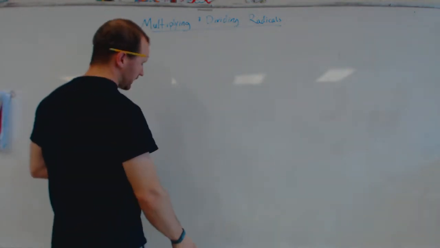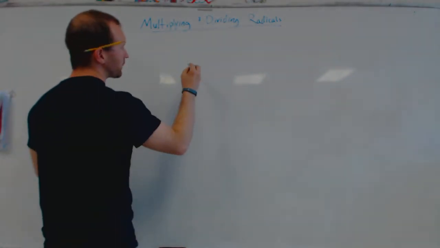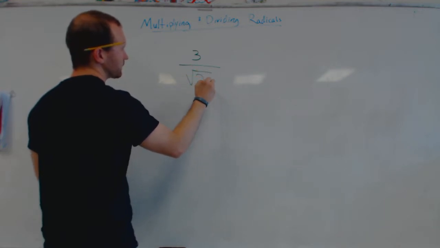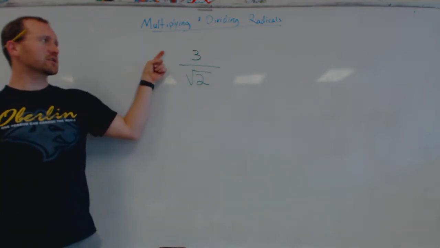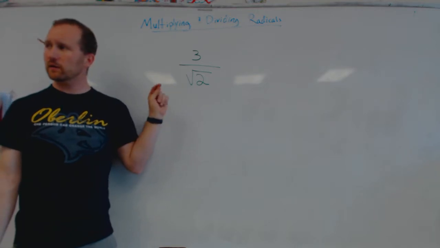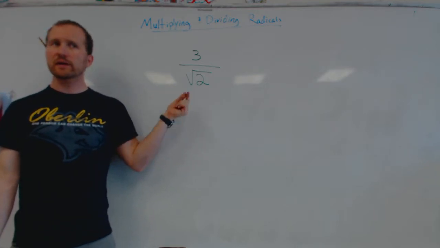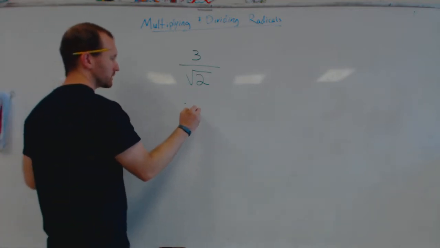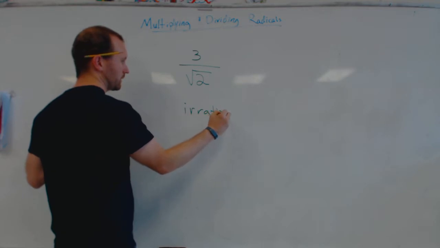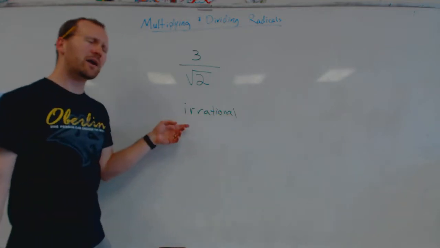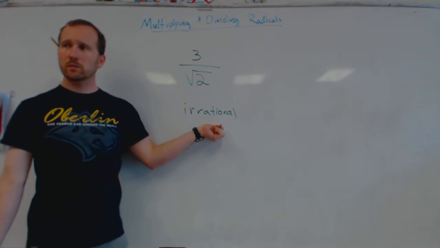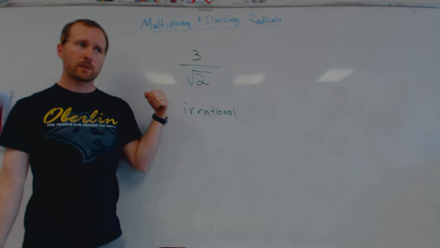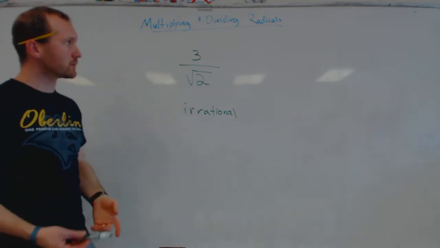What do we mean by dividing radicals? Well, we mean a couple of things, but mostly what we mean is this. If I have a fraction with a square root in the denominator, I have an irrational denominator. And in Algebra 1, we don't really allow irrational denominators. We don't like our denominator to be an irrational number. The numerator can be irrational, that's fine.